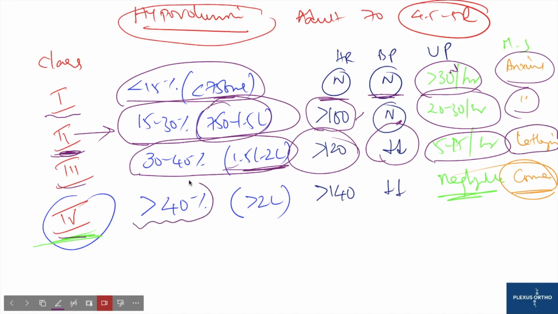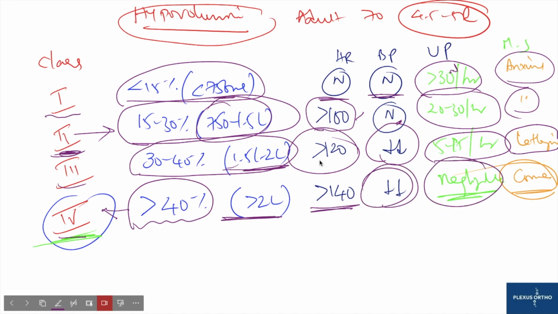If the blood loss becomes more than 40%, it is called class 4. There's more than 2 liters of blood loss. Heart rate is more than 140. BP is tremendously decreased, and the urine output is negligible. We have seen this in many patients with severe multi-polytrauma who have negligible output and are almost in coma. So this is a very important table, very important to reproduce in your exam.